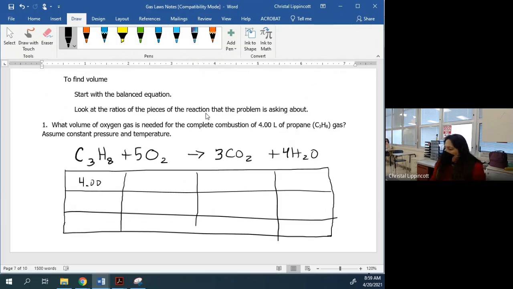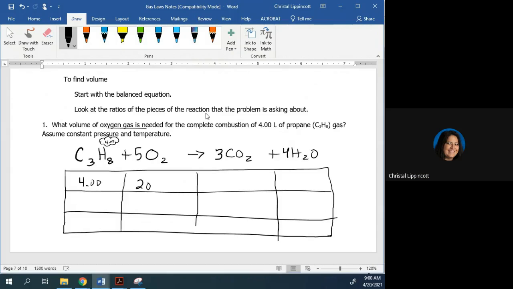Okay. So I'm going to have 4 here. They're asking me what volume of oxygen I would need. So I'm going to take this 4. 4 is going to become my cloud because it's divided by 1, and then I multiply by 5, that means that I'm going to need 20 liters of oxygen.